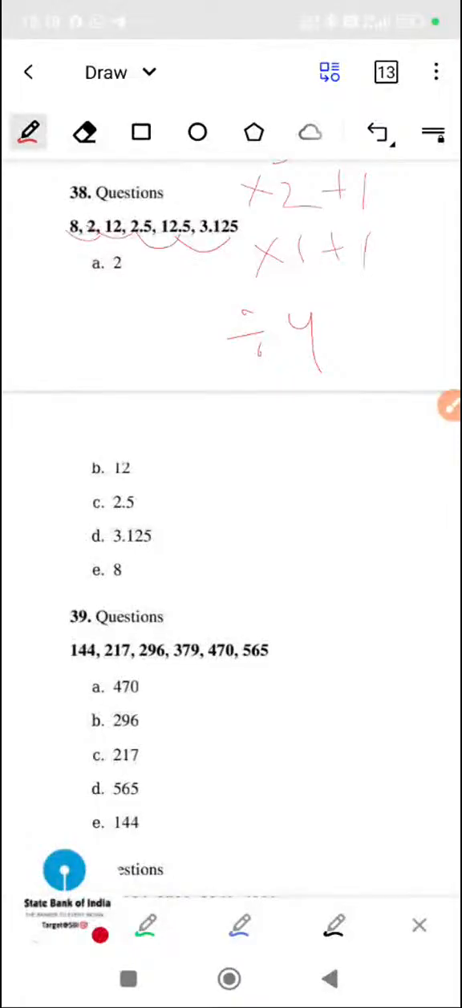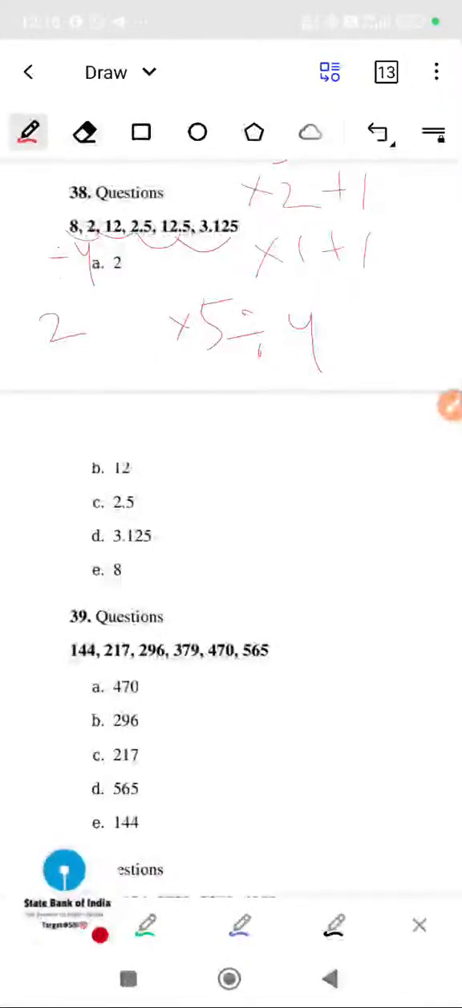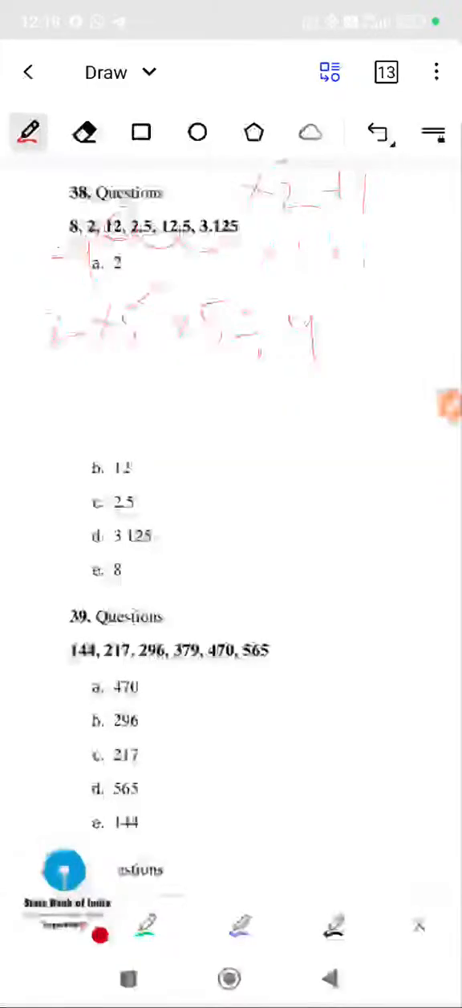So this is 2.5 becomes 12.5, means into 5 times. So let's assume this as into 5 divided by 4. So first one, 8 divided by 4, which will be 2, and 2 into 5 times, which will be 10. So the wrong number is 12. 10 divided by 4, which will be 2.5. So answer will be option B.